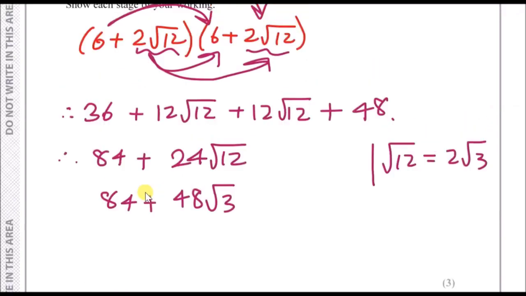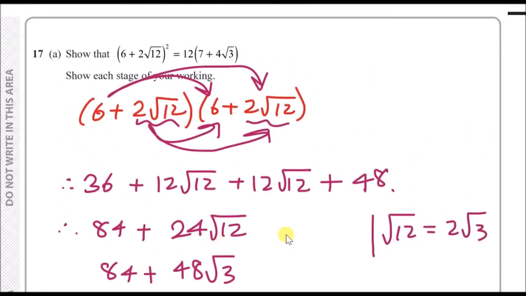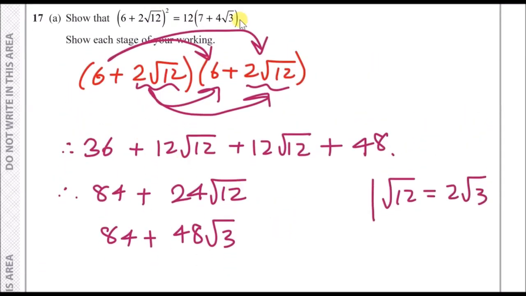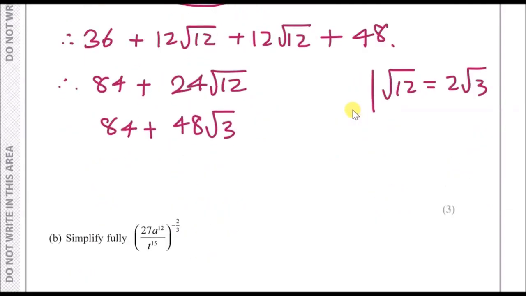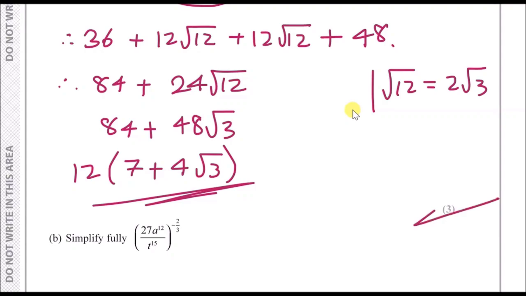And then lastly, if you factorize this carefully, we don't even need to think at this stage. You know you're going to pull out 12. So dividing this by 12, you should get exactly as it is there. So we get 12, and you're going to get 7 here, and you're going to get 4 root 3. And that's it. That's 3 marks bagged.